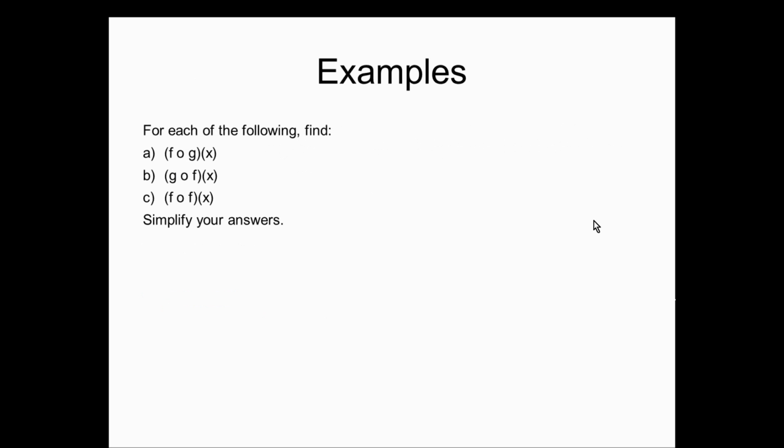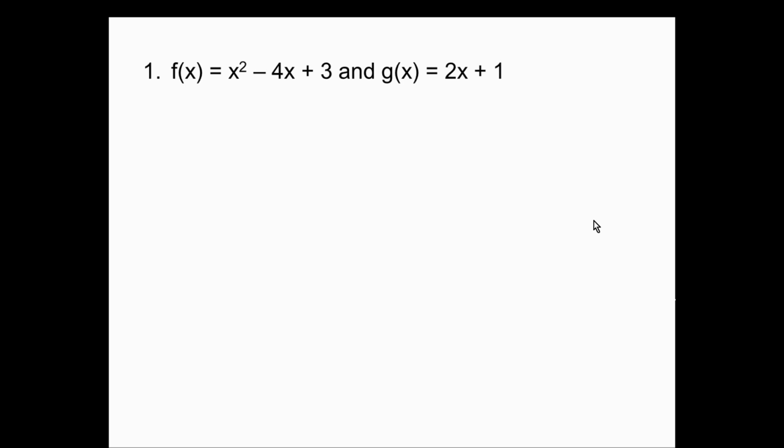So some examples. For each of the following we're going to find in part A, f composed with g of x, part B, g composed with f of x, and in part C, f composed with f of x. And you will simplify your answers. Number 1, I have f of x is equal to x squared minus 4x plus 3, and g of x is equal to 2x plus 1.